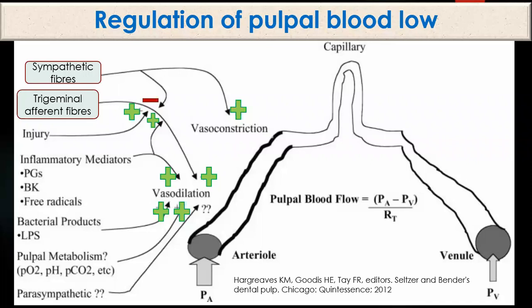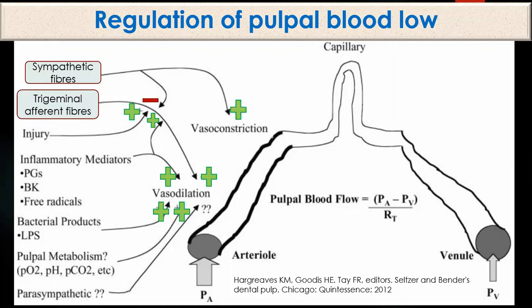So how do we regulate this pulpal blood flow? Pulpal blood flow is regulated through various aspects. Most of the time, as in normal inflammation, the first response is increased capillary pressure and increased hydrostatic pressure, which leads to vasodilation, right? So most of the components lead to vasodilation. However, we have some components like sympathetic fibers and the trigeminal efferent fibers, which may have a positive impact and cause vasoconstriction.